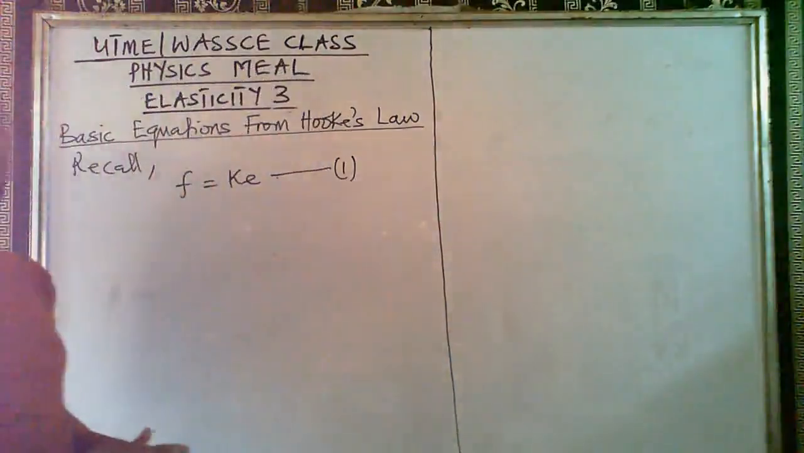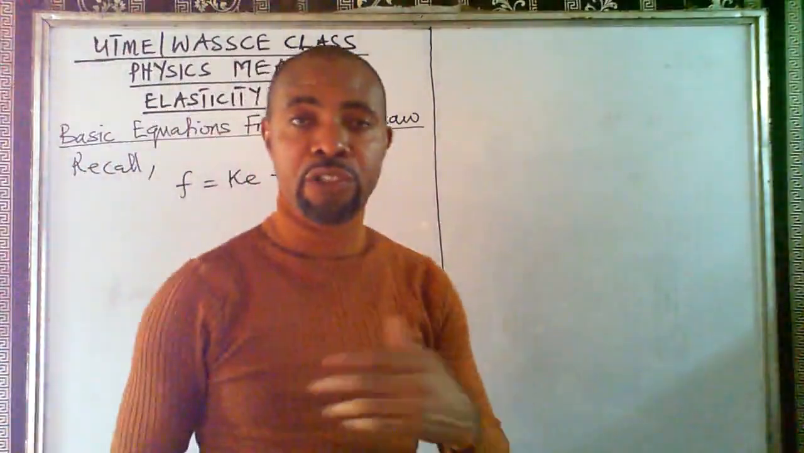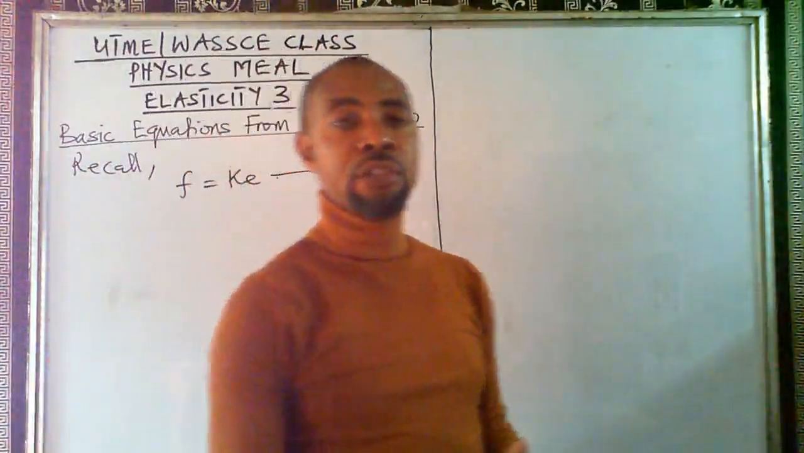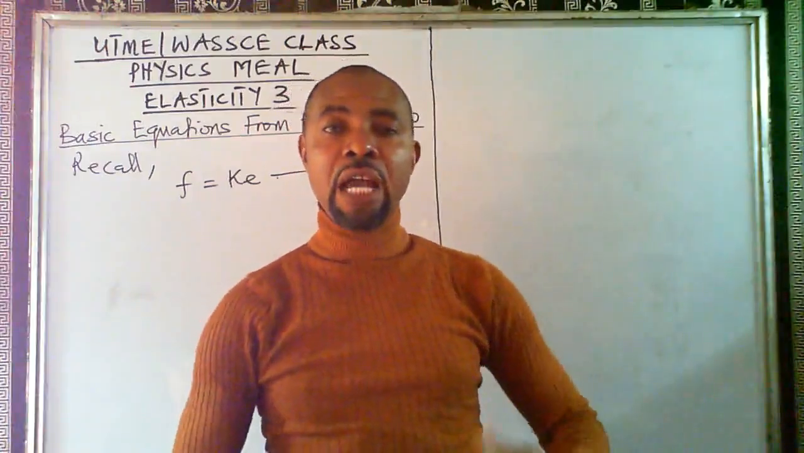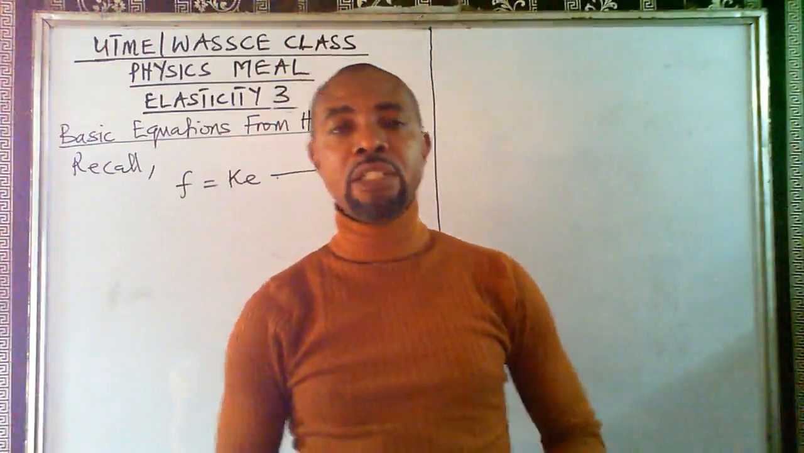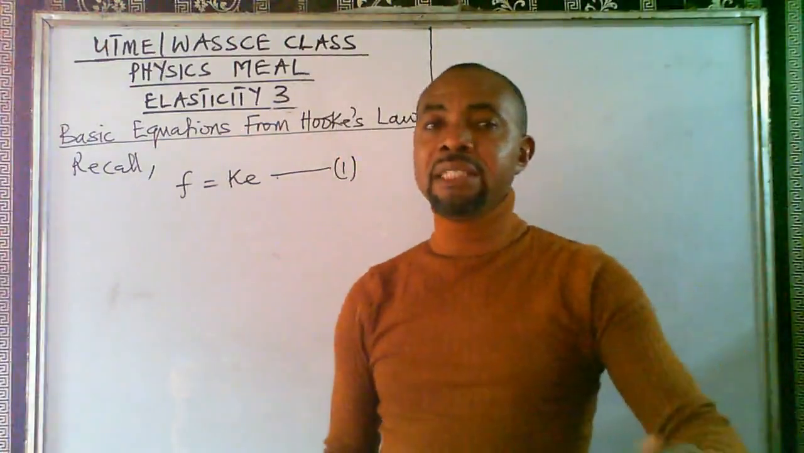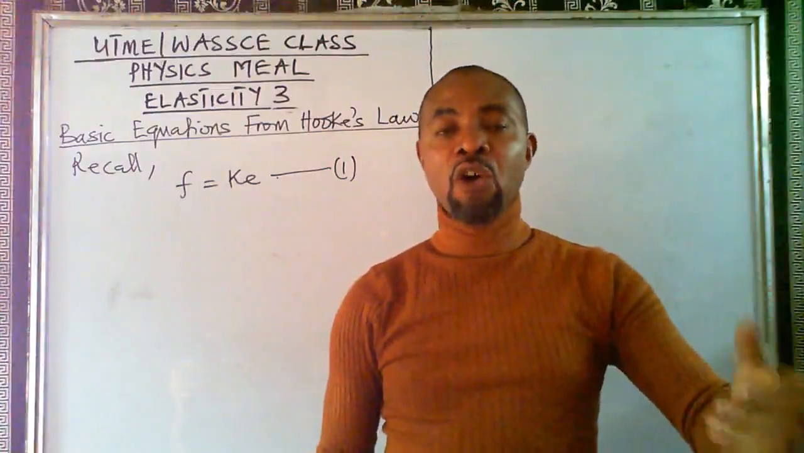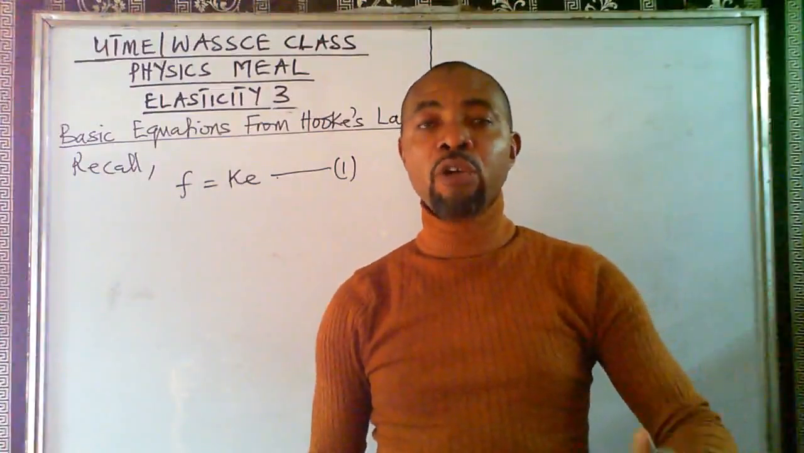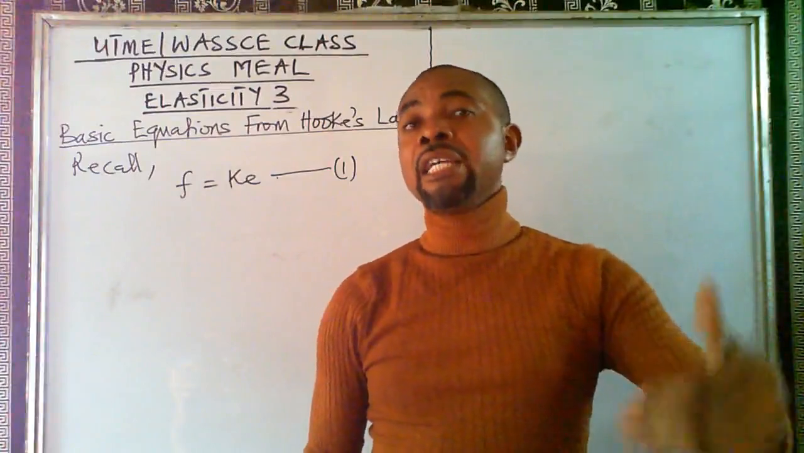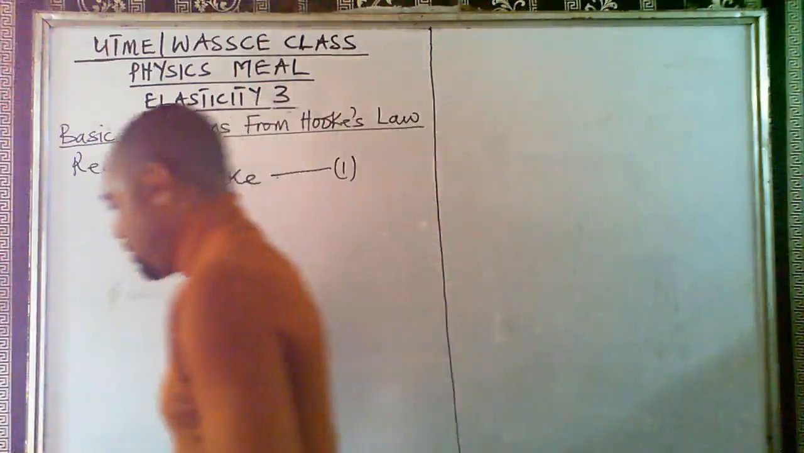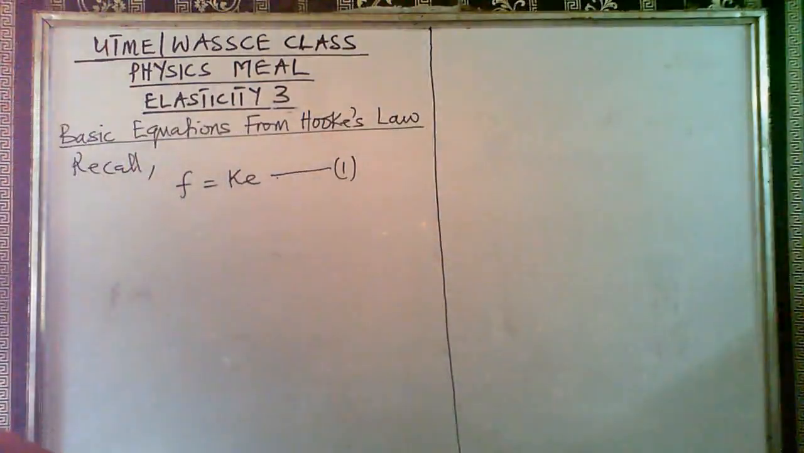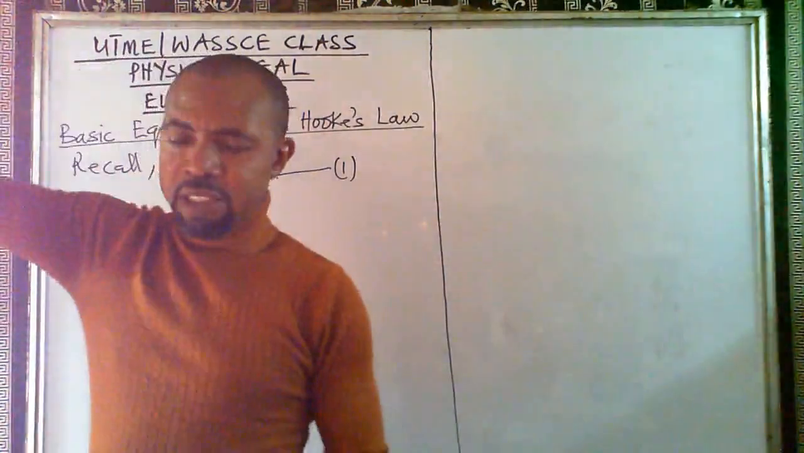Now let's assume that we have an initial force F1. If you apply this initial force F1 on an elastic material, you are going to produce an extension E1. Do you get that? Okay, let's look at it practically so that we can actually put it down.